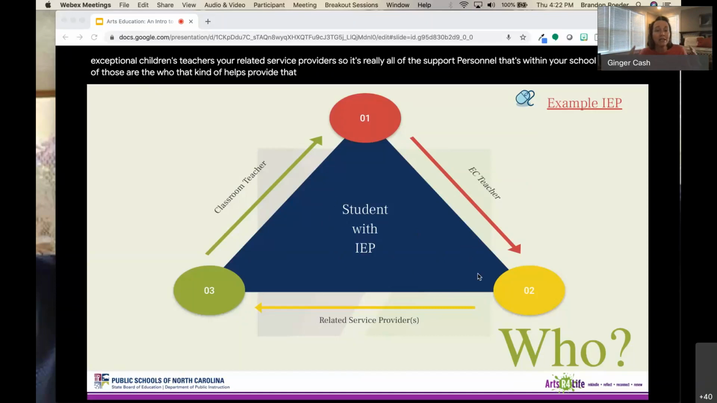And so while it is the responsibility of the EC teacher on the design and the delivery, it is the responsibility of all of us to help provide this service and support these students when they're with us, so that they can be able to achieve and access those standards that are set before us.